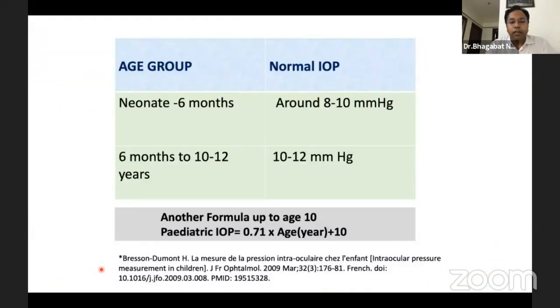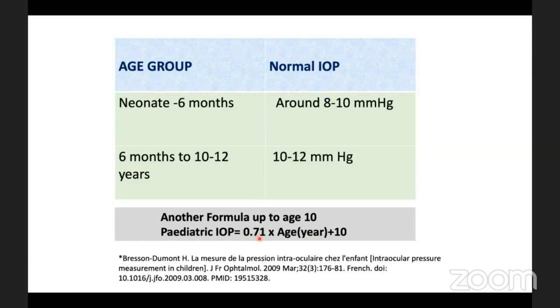And so my conclusion is this: neonate to 6 months, around 8 to 10, less than 10, I'll say, and 6 months to 12 years, around 10 to 12 millimeters of mercury. And there is a formula in the literature I found. Another formula, up to age 10, you can say 0.71 times age in years plus 10. That means if the age of the child is 3, I think we get that it's generally 10 to 12.